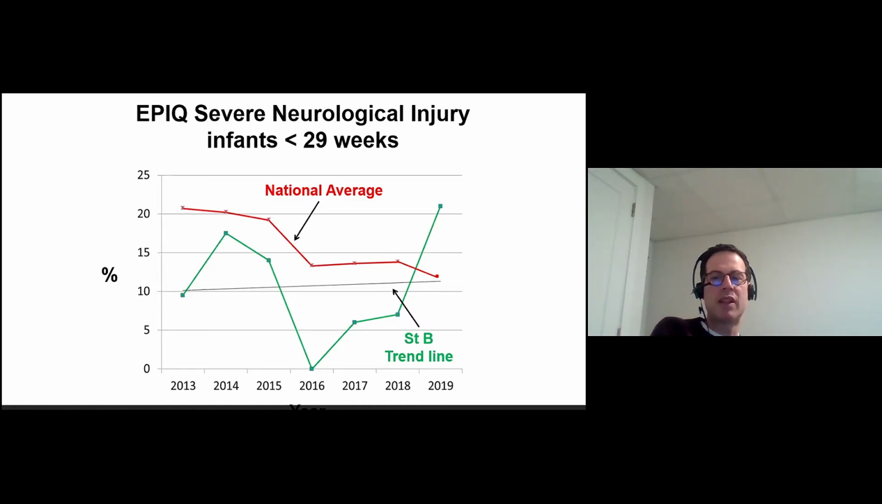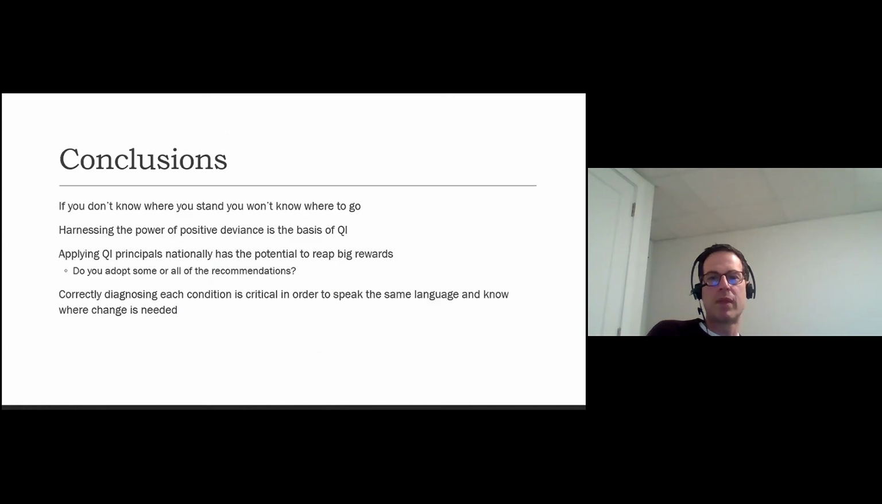But something's happened in the last 2 years. I don't have the 2020 data to show you, but the data are very similar to 2019. So it just goes to show you we do have some work to do. And one of the things that we do need to look at is, are we actually following all the things in EPIQ that we could be?